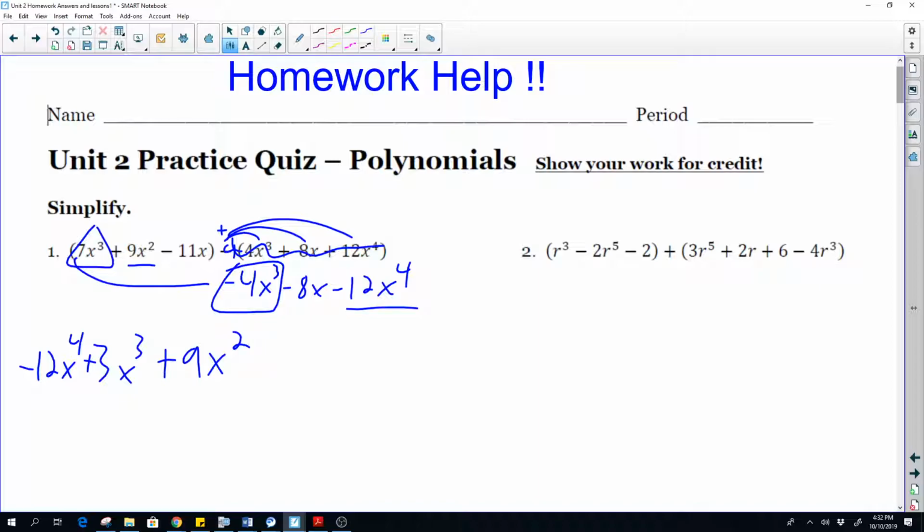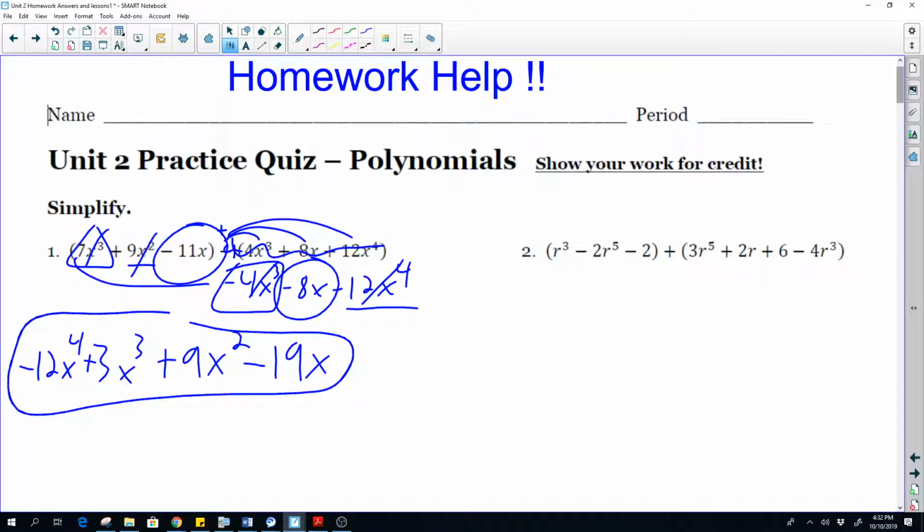Moving right along. Last of all, we have a -11x and a -8x, which gives us a -19x. So that's how we combine like terms, subtraction. That was definitely a bit harder probably than number 2 is going to be.